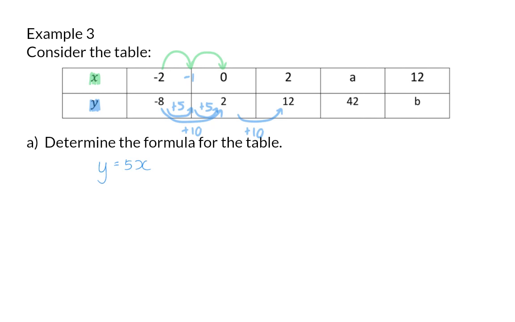Next, we need to test whether this is the complete formula, and to do that, I'm going to substitute the input value of -2. That will give me 5 times -2, which is -10, but the correct output value is actually -8. This means I still need to add 2 to get my correct output value of -8. The final formula will then be y is equal to 5x plus another 2.